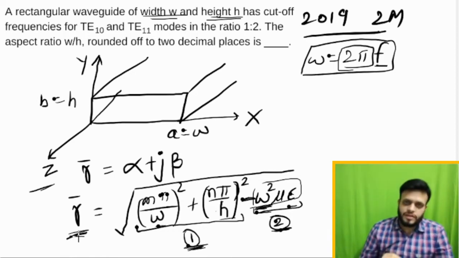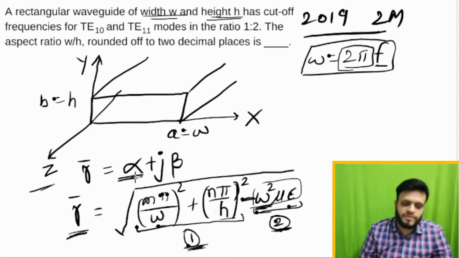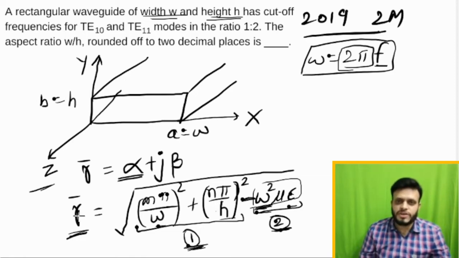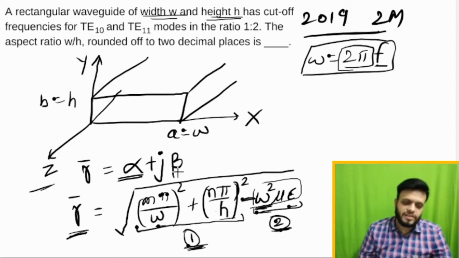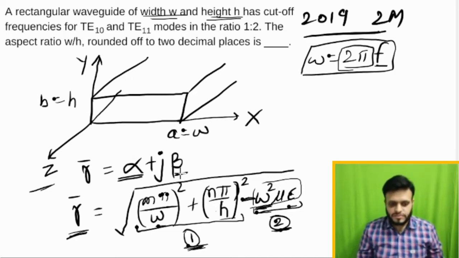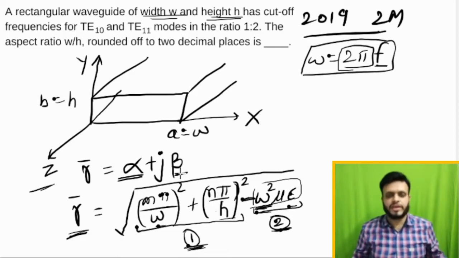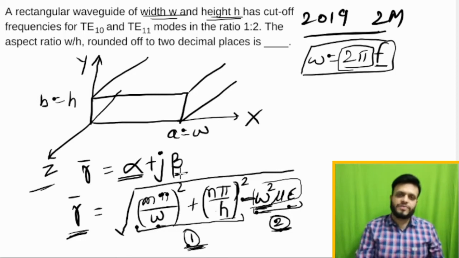So when the value of your propagation constant is real, we will say that alpha, the attenuation constant, exists, and the wave cannot propagate at lower frequency. And when the value of your propagation constant is imaginary, then the phase constant exists, that means your wave is traveling. So at lower frequency the wave will not be able to travel or propagate, and at higher frequencies the wave will be propagating.